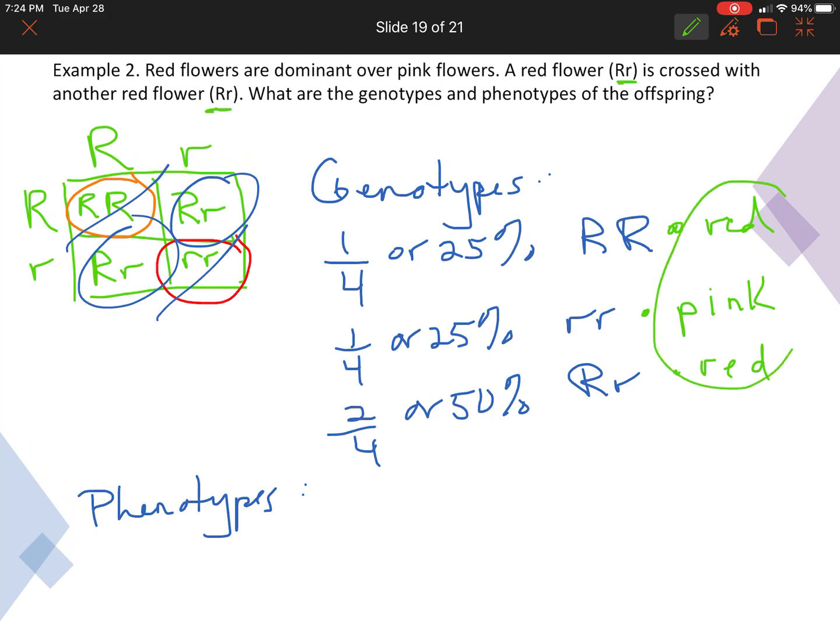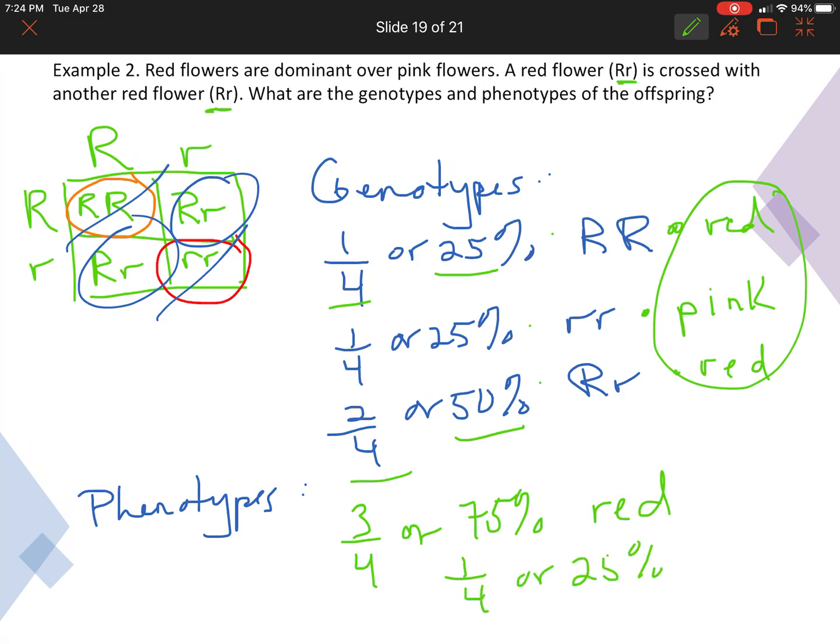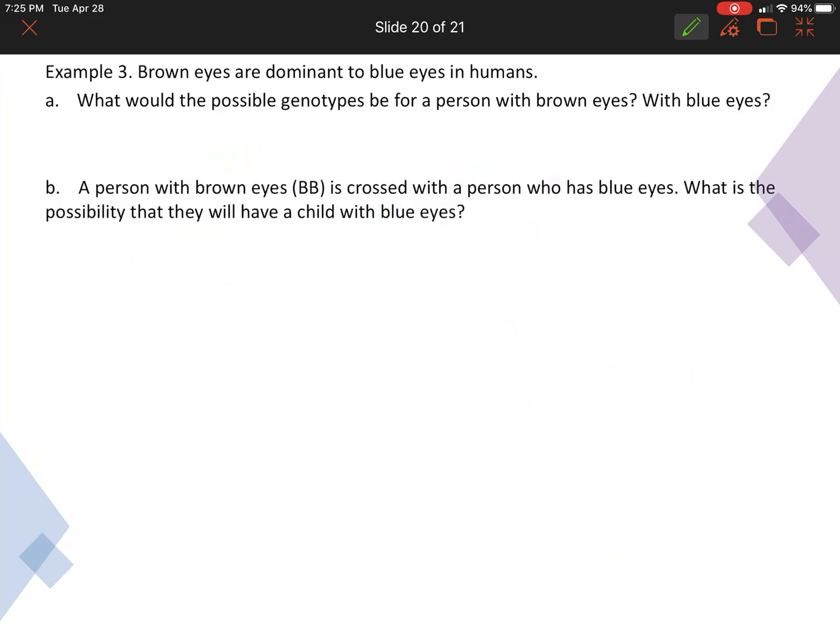So looking at this information, as well as the percentages here, what percentage are going to be red? I'm going to take the 50% plus the 25%, or I could take 2/4 plus 1/4. So it's going to be 3 out of 4, or 75% are red, and 1 out of 4 or 25% are pink. So again, phenotype is what they look like, genotypes are what their genes say. Okay, so this is how you would answer this question.